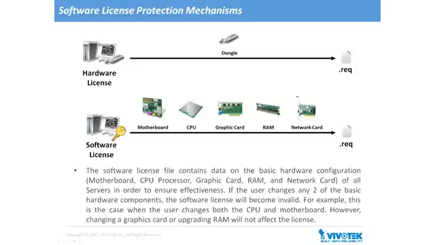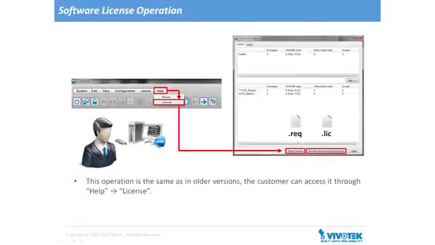Its file contains data on the basic hardware configuration, such as the motherboard, CPU, processor, graphic card, RAM, and network card, of all servers in order to maximize efficiency. If the user changes any two of these basic hardware components, the license will become invalid. This software license operation is the same as in older versions. Users can access it through Help and then License.